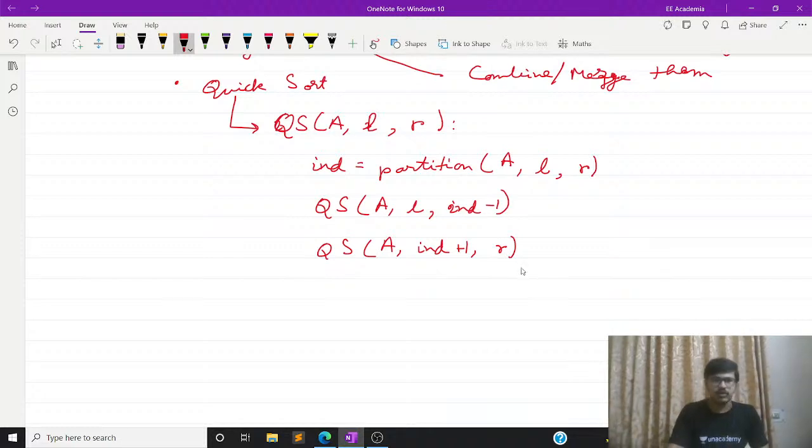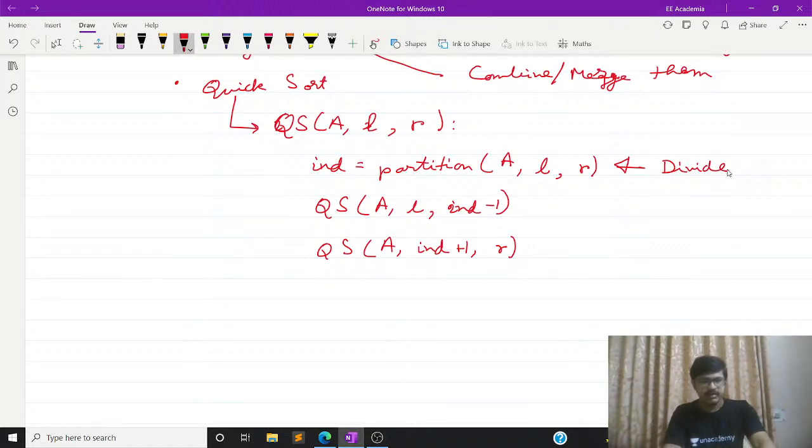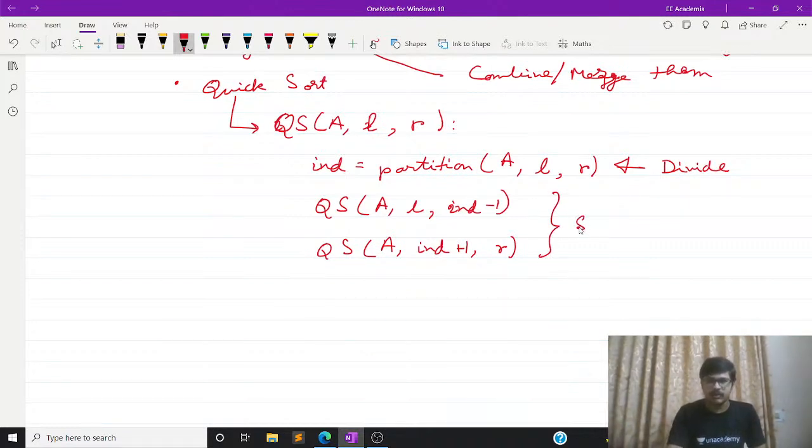Okay, so this is what is happening in quick sort. In quick sort, this partition is basically the divide step. You are dividing the problem into two halves using this partition algorithm, and these recursive calls are solving the subproblems.